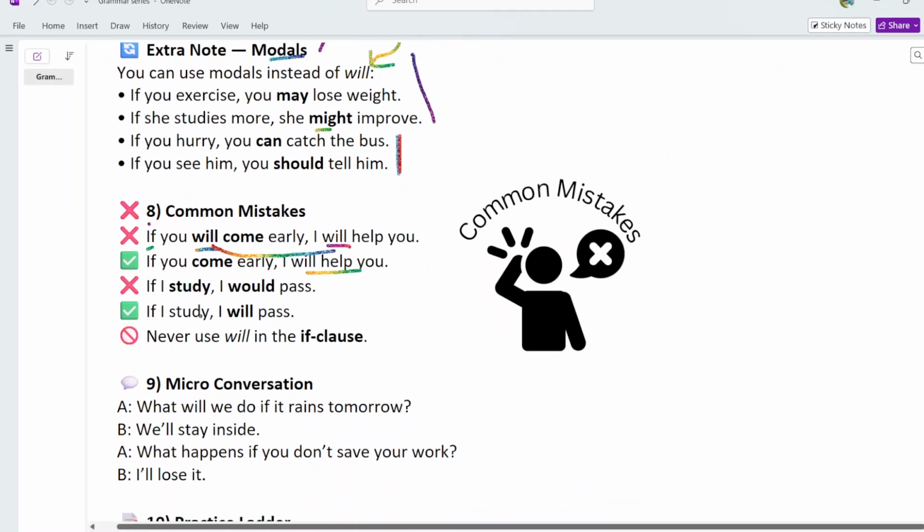The second common mistake is "if I would study, I would pass." It should be, if I study, I would pass. Now, just to sound positive, you might want to go with will when you're doing something hard, like studying, right? If I study, I will pass. All right, never use will in the if clause.